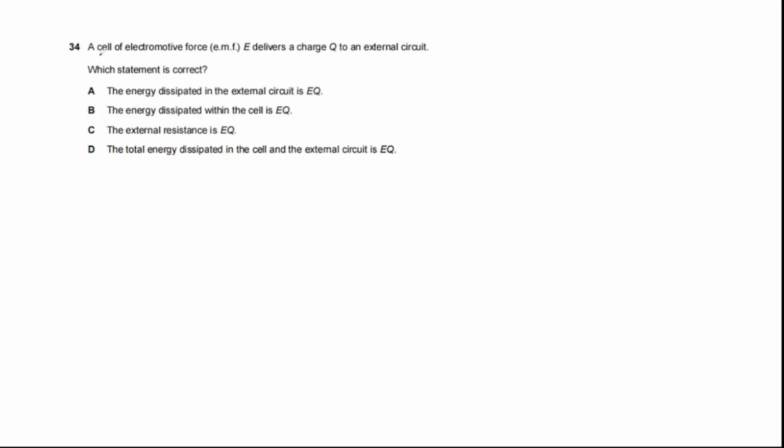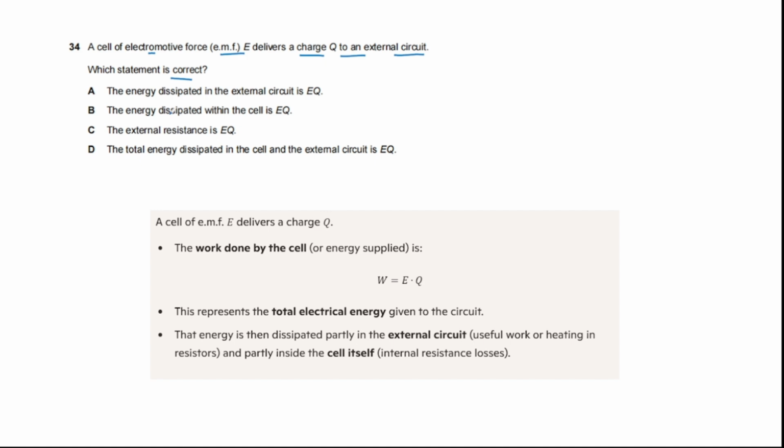Question number 34. A cell of electromotive force EMF E delivers a charge Q to an external circuit. Which statement is correct? So here it is the EMF value. So EMF is the work done by the cell or the energy supplied, and this is the formula. So here the first option is the energy dissipated in the external circuit is EQ.